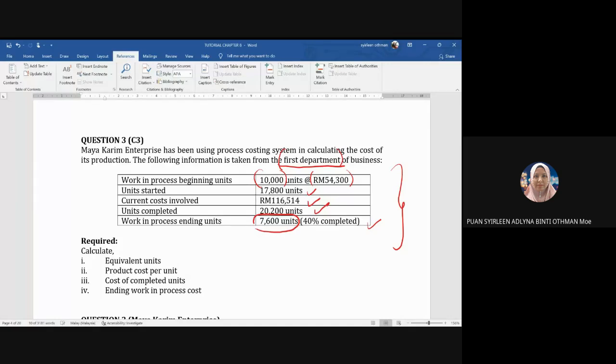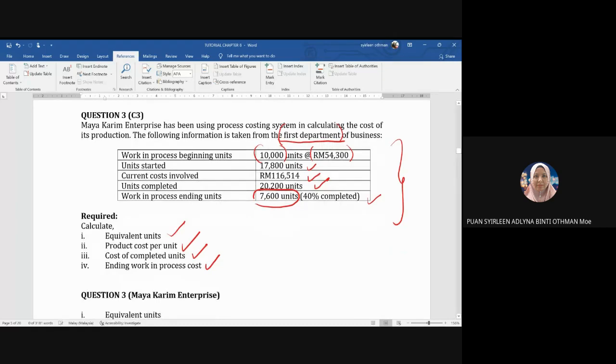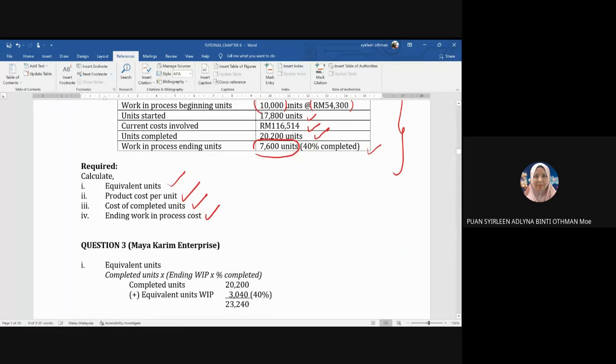Okay, so dia minta kamu calculate equivalent units, product cost per unit, cost of completed units, unit completed cost, and then ending work in process cost. So equivalent unit saya 20,200 tadi plus ending WIP.